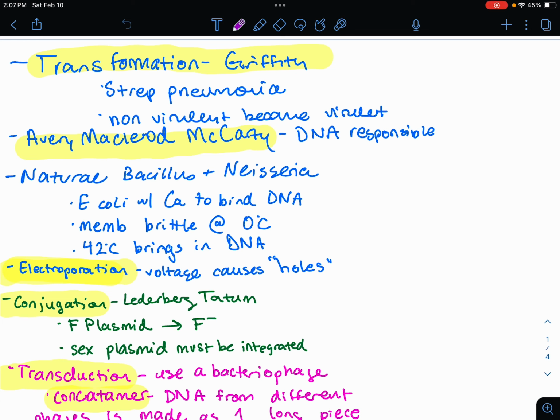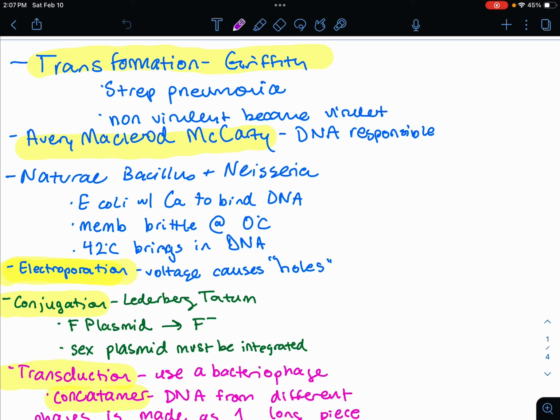When we're talking about introducing DNA to bacteria, one of the main ways is to transform the bacteria. So we are going to go back to this experiment by Frederick Griffith in 1928, where he injected the mice with Streptococcus pneumoniae, and it was avirulent. It did not have a capsule.